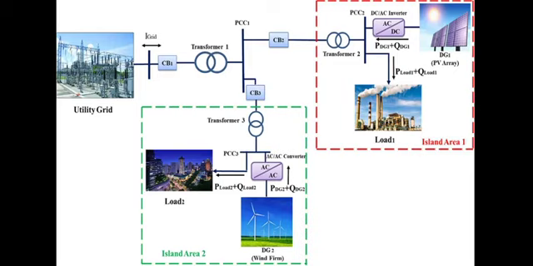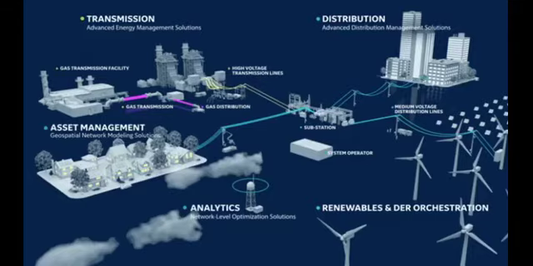Communication-based methods. In certain cases, communication between DERs and the utility control center can be used to detect islanding. Applications of FACTS controllers are explained as follows.